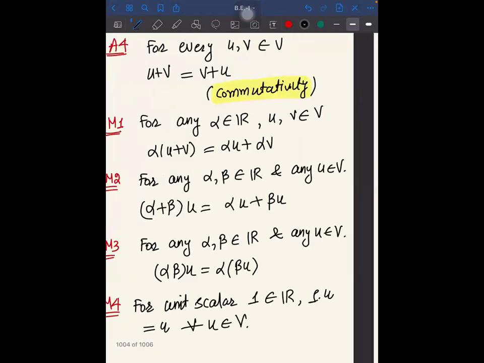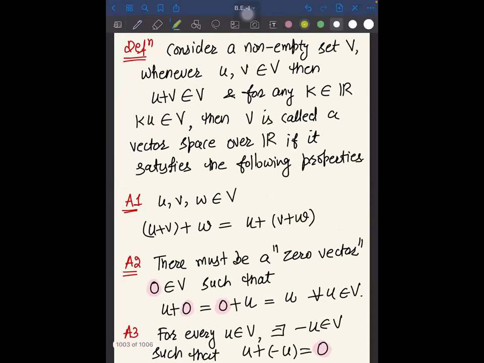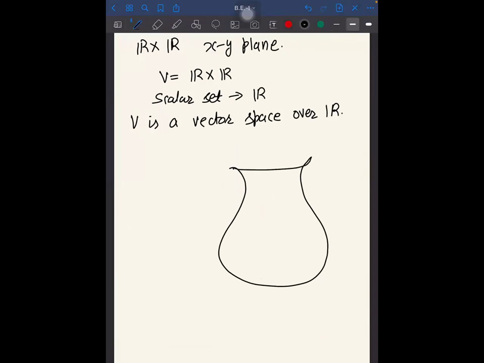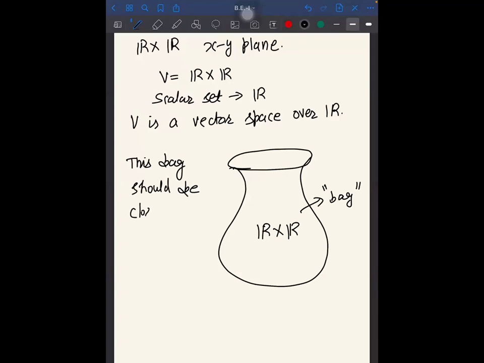First of all, you need to prove that whenever U and V belong to V, U plus V should belong to V. That's what you want to prove. So think of this V as a whole bag. This R cross R is a bag, right? So this bag should be closed under addition.